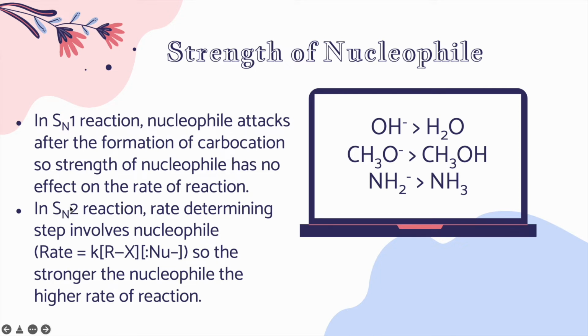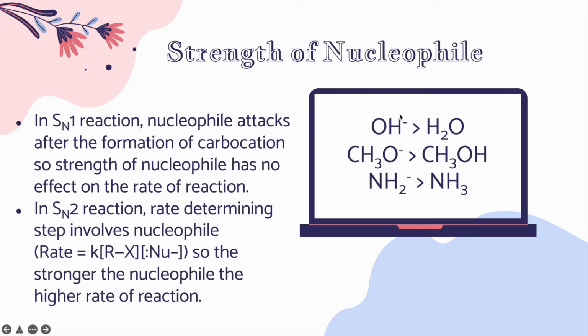But in SN2, the carbon is C delta plus, only slightly positive. In SN2 reaction, no carbocation forms. The nucleophile attacks the slightly delta plus carbon straight away. So the rate determining step involves the nucleophile. We need to take into account the nucleophile concentration. So in SN2, a stronger nucleophile has a higher rate of reaction. SN2 reaction prefers stronger nucleophile. If the nucleophile is strong, then SN2 reaction will happen.